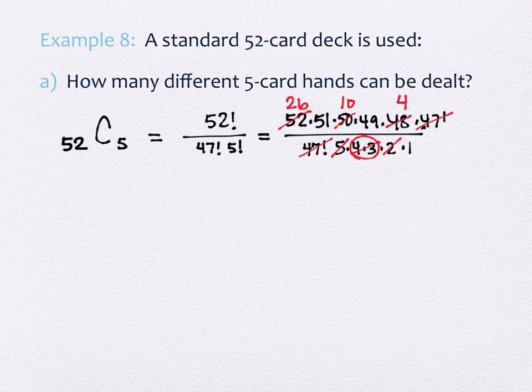All right. So we go back and we grab all the ones I need. Here I have 26, 51, 10, 49, and 4. And if we multiply those, what do we get? It's a big number.